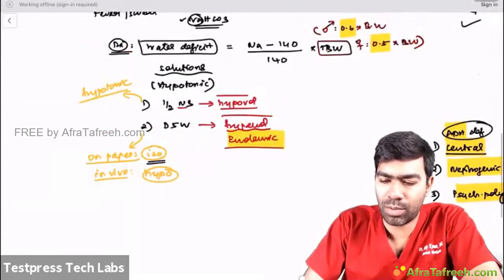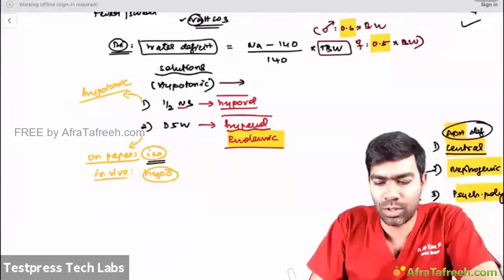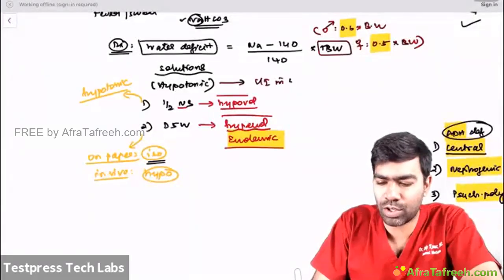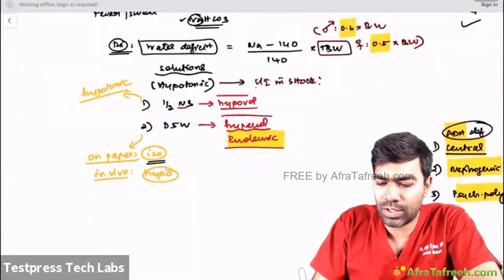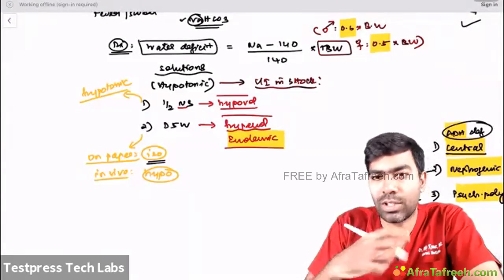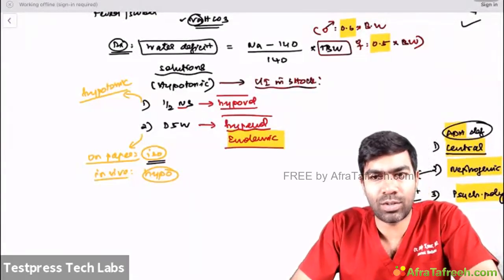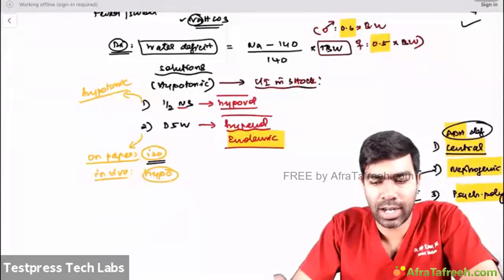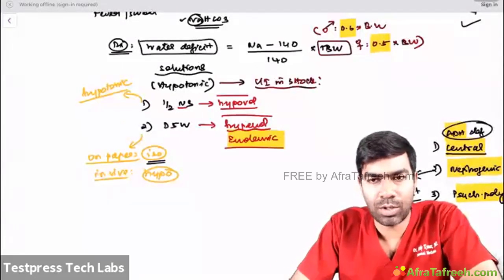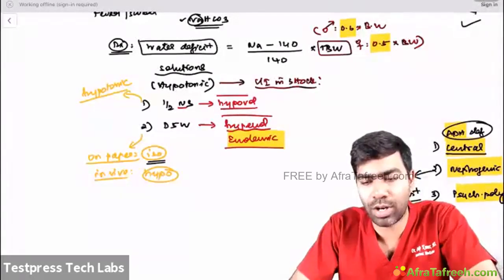But one important point to note: all these hypotonic solutions are contraindicated in patients with shock. Any patient with shock, you should never try to use hypotonic solutions, only isotonic solutions, normal saline or Ringer's lactate. That's the best solution in times of shock. Never use hypotonic solutions in times of shock. It will worsen the shock. That's a very, very important contraindication.